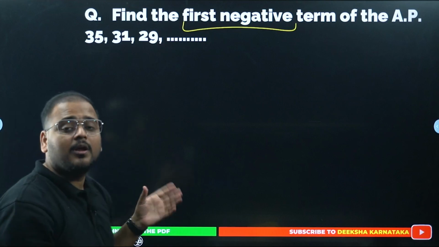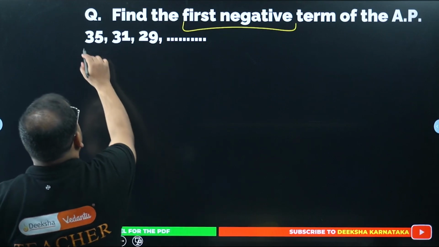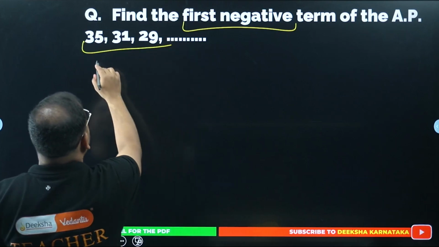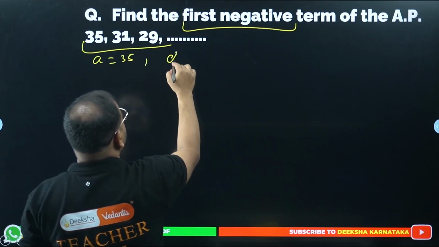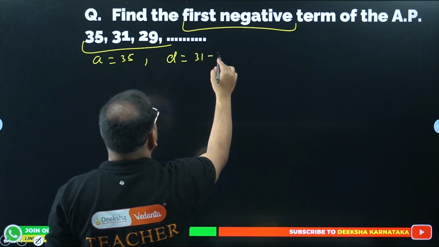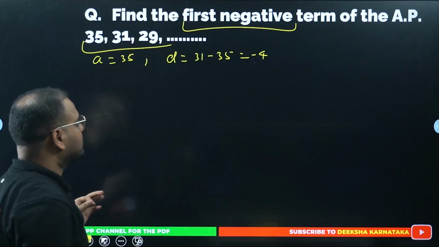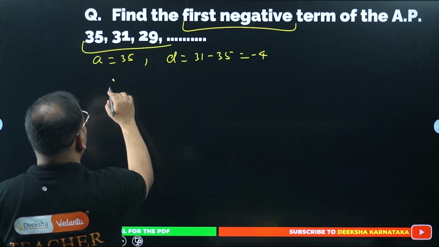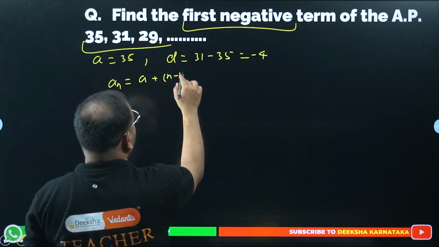What is the first goal? Identify the known values in the question or in the sequence. What is my A? A is 35. D is 31 minus 35, which is minus 4. So A and D we know. Now find AN. AN is going to be A plus (n minus 1) times D.